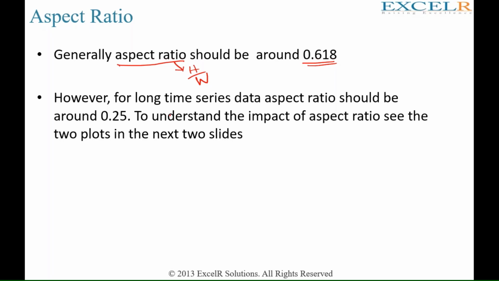However, if you have long time series data, aspect ratio should be around 0.25. That is, if you're looking into centuries of data. When do you want to look at centuries of data? If I want to look at the planet evolution, how did humankind evolve basically. So if I'm interested in that kind of analysis, yes, there will be a long time series data. And if you have long time series data, then height to width ratio should be 0.25.